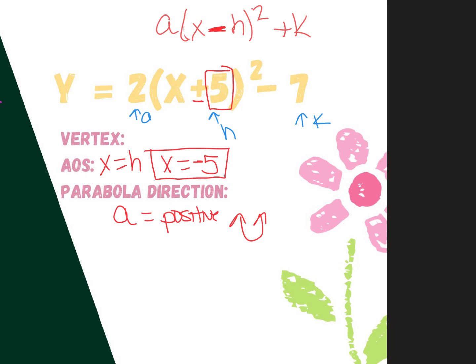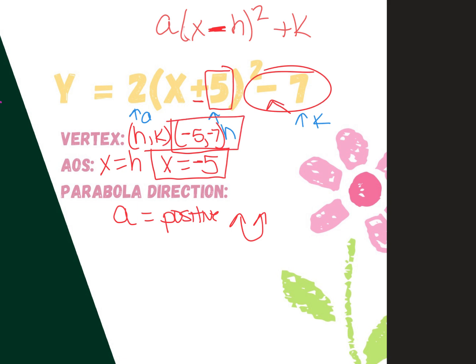Now we'll look and identify our vertex. Our vertex is our h value, comma, our k value. You already said our h value is that negative 5. And our k value is that negative 7. Make sure you take that sign with it. And that's it. That is your final answer.